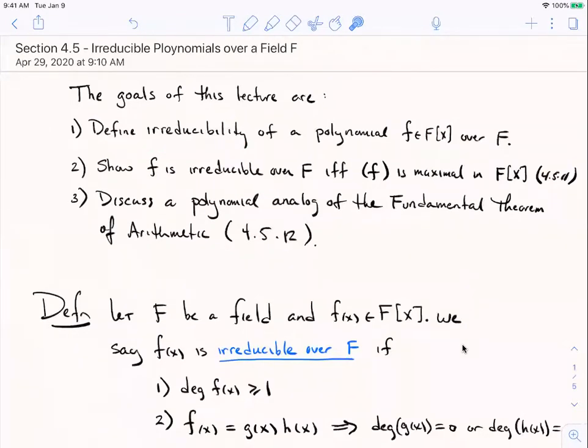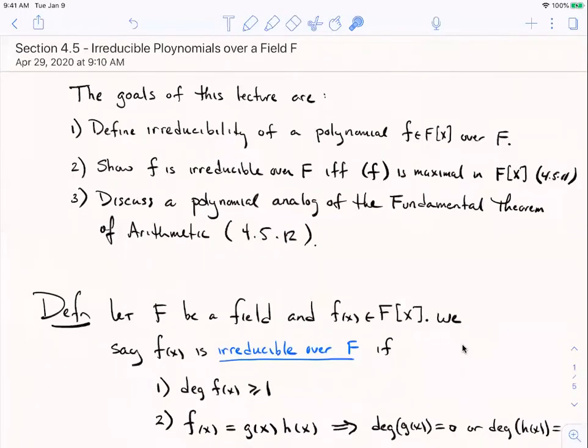We've already seen in our work so far in section 4.5 that the ring of polynomials over a field behaves a lot like the ring of integers, right? They're both commutative rings, they both have unity, they're both integral domains, they both have the property that every ideal in them is principal, they both have a division algorithm, so they're very similar rings, and this notion of irreducibility in the polynomial ring is the direct analog of prime numbers in the integers. All right, so that makes sense.